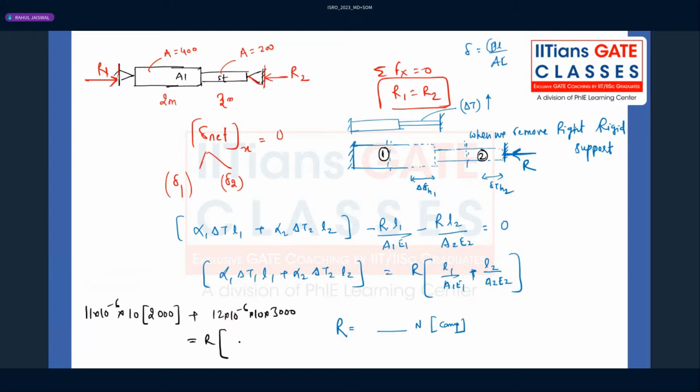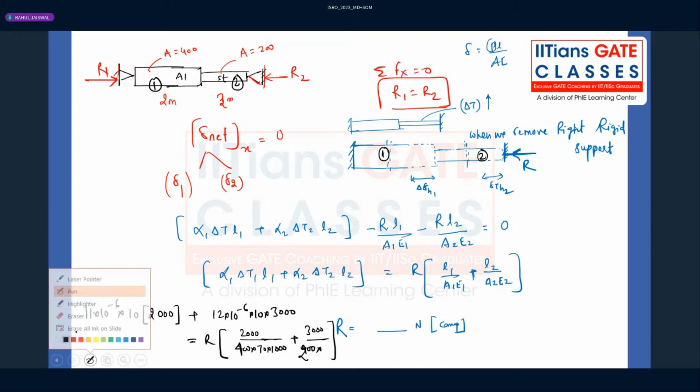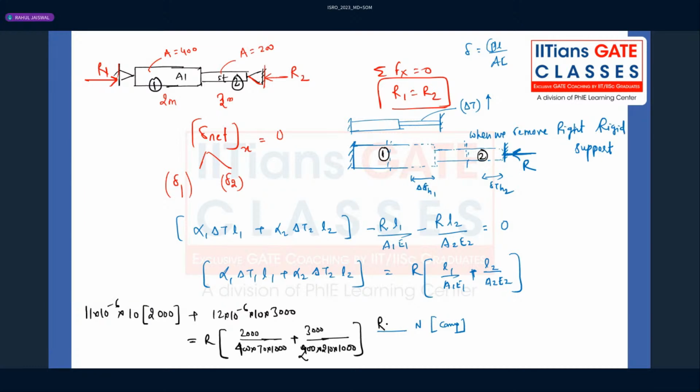That is equal to R into L1 divided by A1 E1. L1 is 2000. A1 is 400. E1 is 70 gigapascal into 1000, plus 3000 divided by, sorry, area is 200 for the second material. This is our first material, and Young's modulus for the steel will be 210, 210 into 1000. When you do that, you can get R in Newton. Try to calculate and tell me the answer.